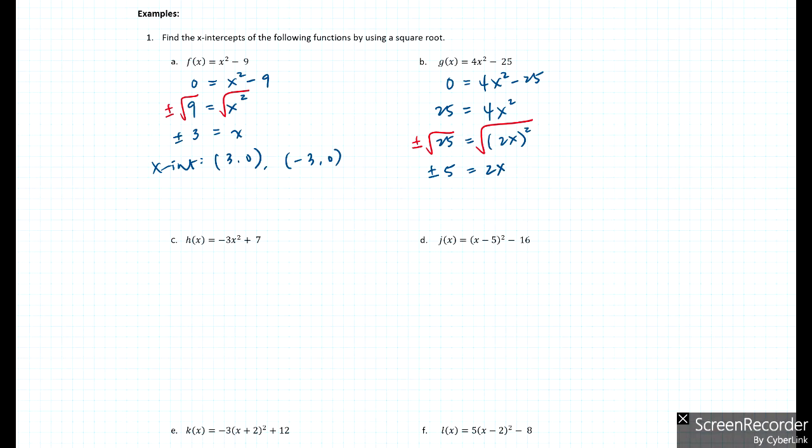Now we're not quite done yet because we have 2x equals some number. In order to get rid of that, we want to isolate x. So we can go ahead and divide by 2 on both sides, and therefore x is equal to plus or minus 5 over 2. And then we can report the x-intercepts in conclusion as (5/2, 0) and (negative 5/2, 0) in this case.